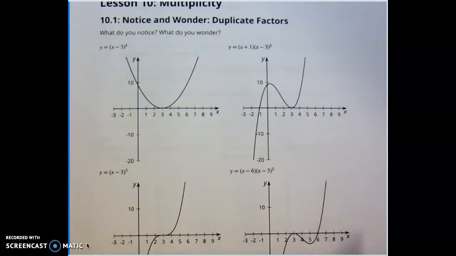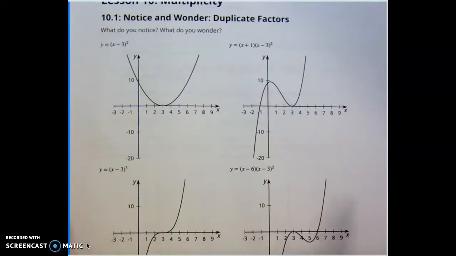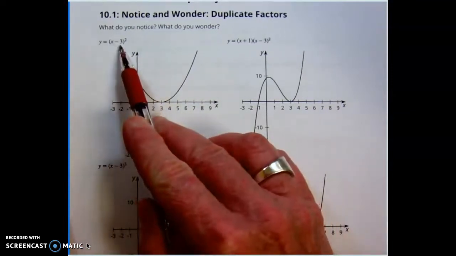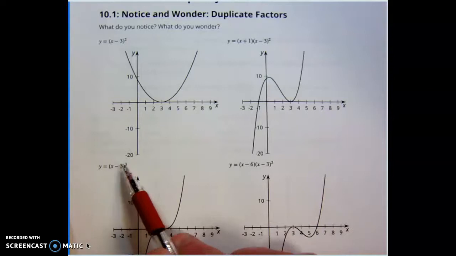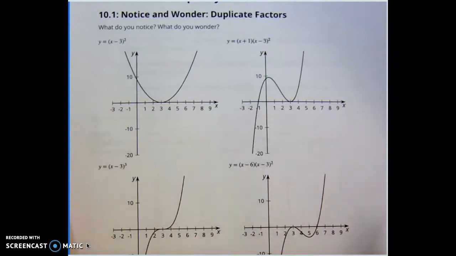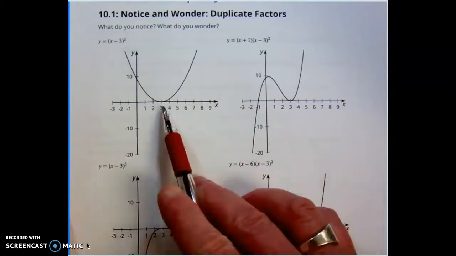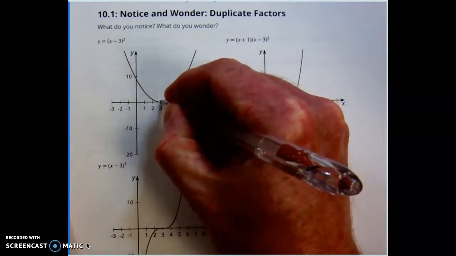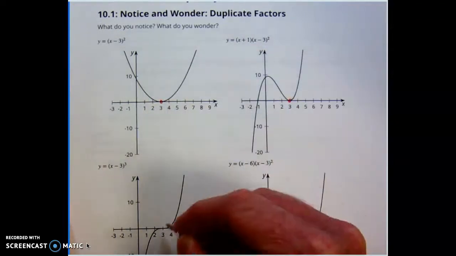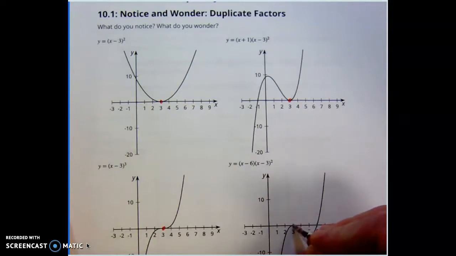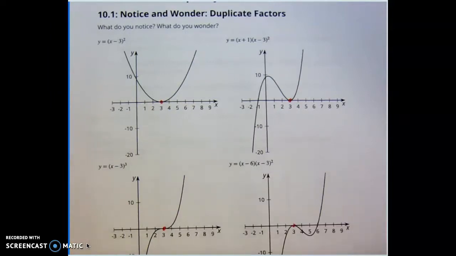Okay, so some things I notice about all of these graphs is they all have this -3 in them. And then compare that -3 to where you see threes on the graphs. Here, here, here, and here. So our goal is figuring out, okay, those threes have some interesting things happening.